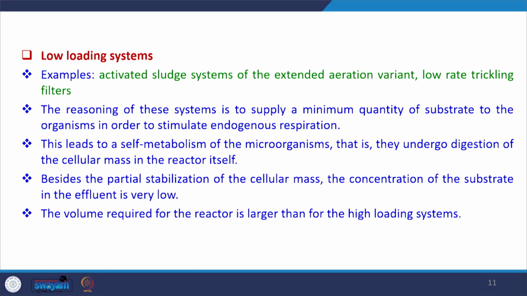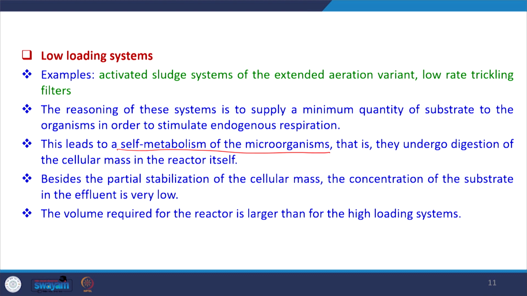Now, there could be low loading systems where BOD is less. For this, the activated sludge system of the extended aeration variant or low rate trickling filters are used. The reasoning for this system is to supply a minimum quantity of substrate to the organisms in order to stimulate endogenous respiration. This leads to self metabolism of the microorganisms, that is, they undergo a digestion of the cellular mass in the reactor itself, and besides the partial stabilization of the cellular mass, the concentration of the substrate in the effluent is also low.